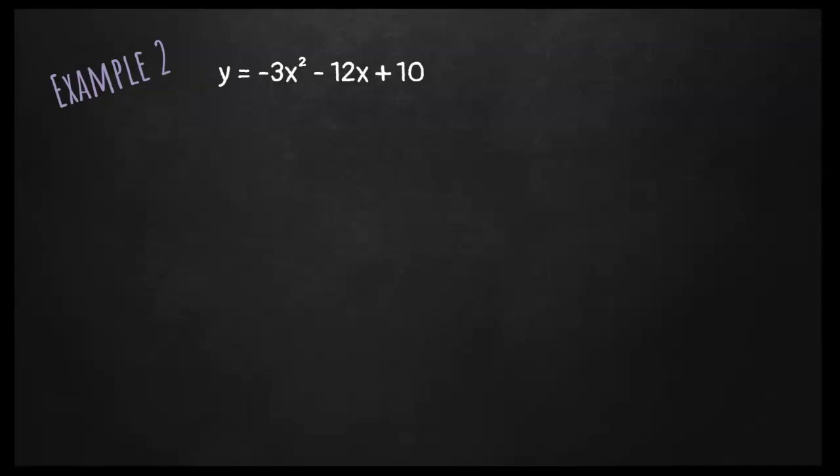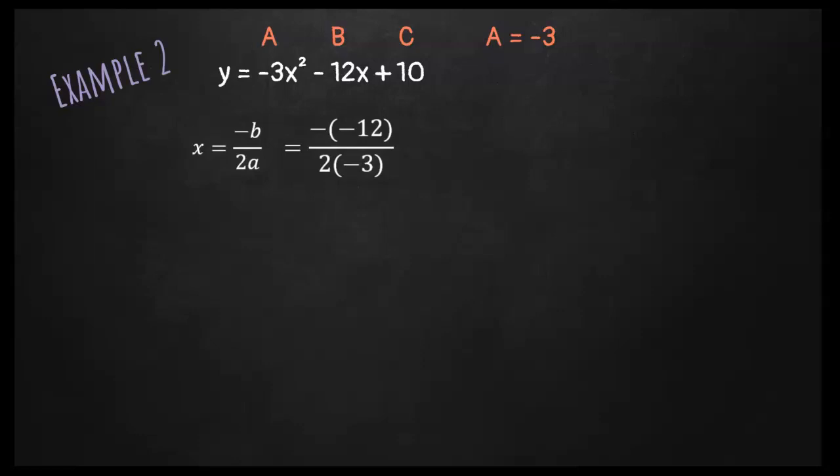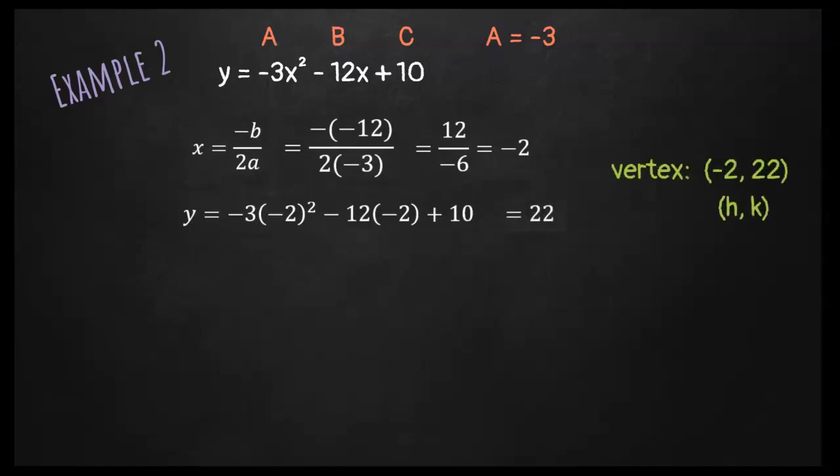Okay, let's identify our a, b, and c so we can find our a value. So my a value is -3. Then I'm going to find the x-coordinate of my vertex by taking the opposite of -12 and dividing it by 2 times -3, which will get me a final answer of -2. So I take that x of -2, substitute back into my equation, and using the correct order of operations, I get a y of 22. So my vertex is going to be (-2, 22).